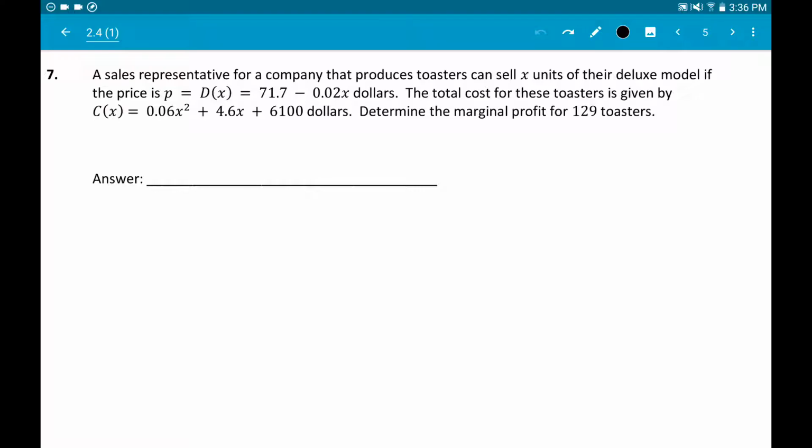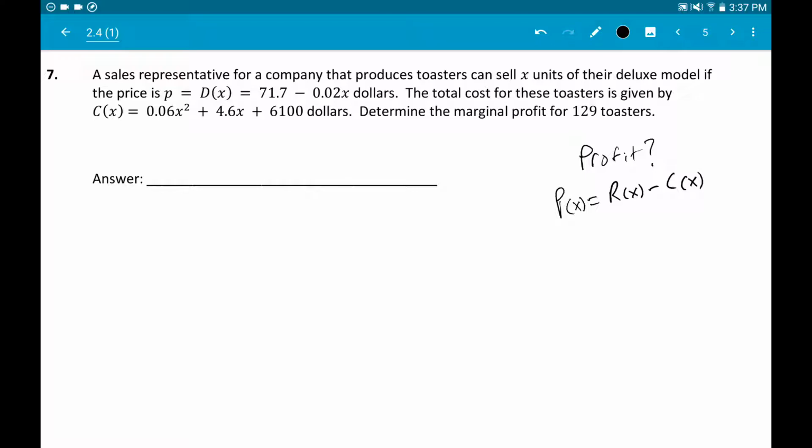Okay, so let's think about what we need. Forget about the 129 for right now. We want to get to marginal profit. We need the marginal profit function before we can plug 129 into it. Well, before you can get to the marginal profit, you're going to need the profit. And how do we get profit? Well, profit was revenue minus cost.